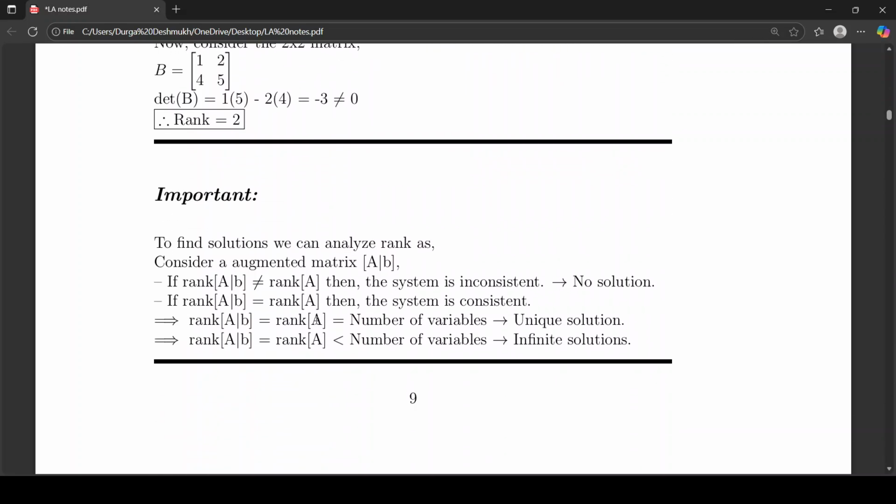Now these are some important points. To find solutions, we can analyze the rank. That is, if we consider the augmented matrix, and the rank of this matrix is not equal to the rank of the original matrix, then the system is inconsistent, that is, it has no solution. But if the ranks are equal, then the system is consistent. Then again there are two cases. If the rank is equal to the number of variables, it has a unique solution, and if the rank is less than the number of variables, it has infinite solutions.